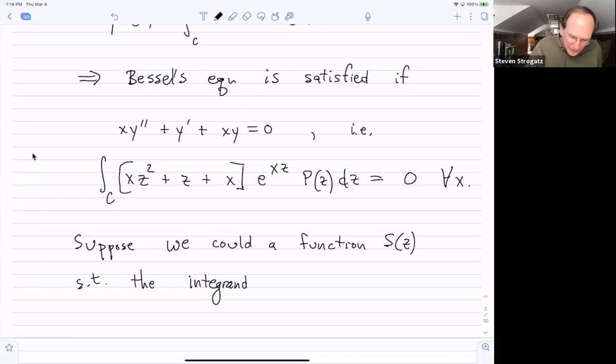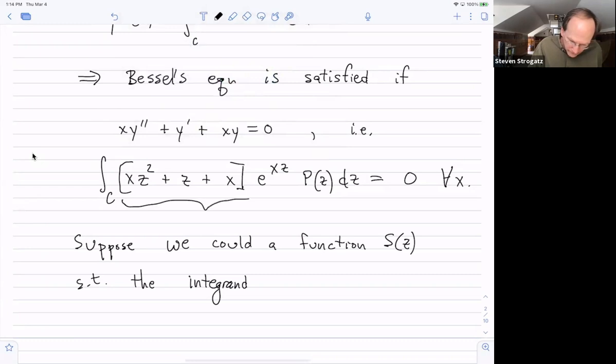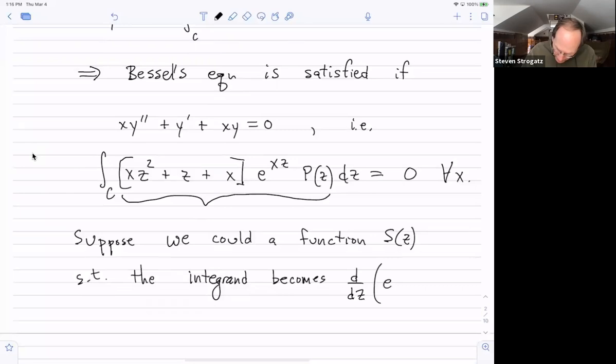By the integrand, I mean here, I'm thinking of this whole expression. That whole thing. Find a function S such that the integrand becomes d/dz of something. In this case, the d/dz will be of e to the xz times this function that we're looking for, S. Oops, I left out the word "find."